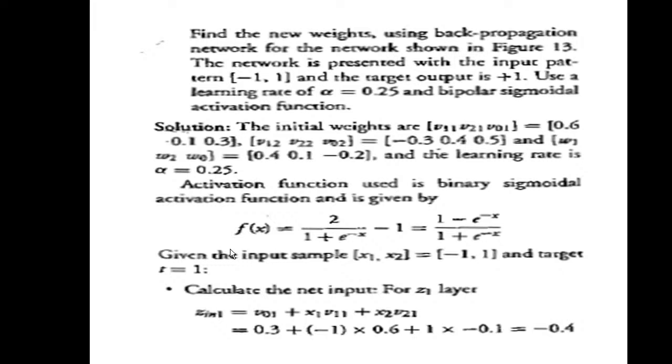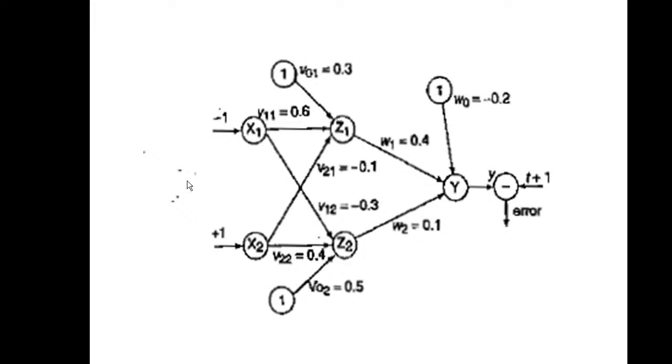Let's see the structure also. All of you can draw the structure. The structure is like this. In the diagram, this is the output. From here the output will be taken and the target is given +1. So this is the T, which is the target, and that is 1. Now on the output there is one bias, W0 equal to -0.2.